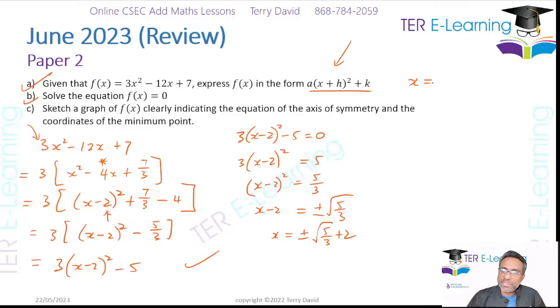For the first solution, we're going to take the positive value. So that's square root of 5 over 3 plus 2. You're going to get a decimal. I'm getting 3.29. For the second solution, you're going to take the negative value. So that's square root of 5 over 3 multiplied by negative 1, plus 2. And you're going to get 0.71.